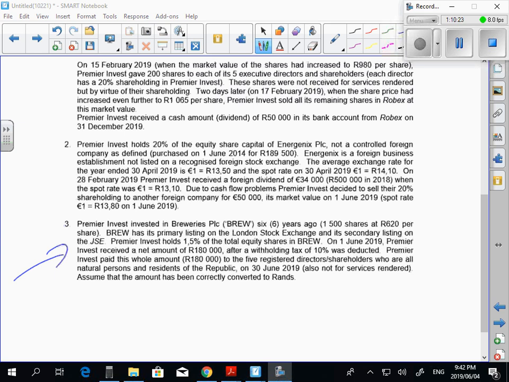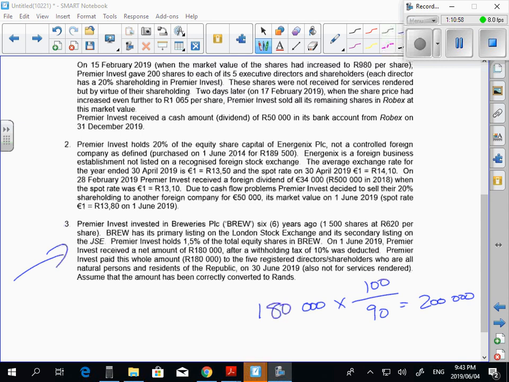So I just want to go through this. It says on 1 June, Premier received an amount of 180,000 after withholding tax of 10% was deducted. So you guys are going to have to say it's 180,000 times 100 over 90, which gives me 200,000. Inside the solution, if you have a look on the next page, you'll see that there's a dividend of 200,000 received, less 200,000 exempt because it comes from a dual listed company. Are you guys happy with that?